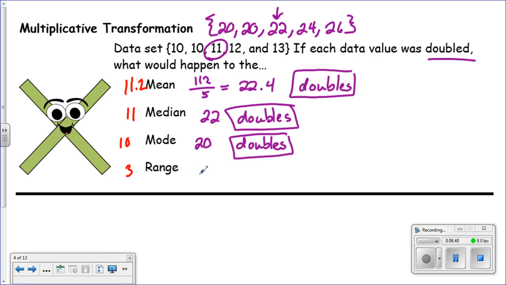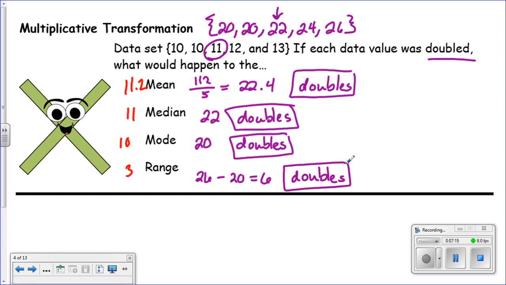And the range goes from 13 minus 10, to now 26 minus 20. Aha, this one is different. This one comes out to be 6. This also doubles. So unlike adding or subtracting, which keeps the range the same, if you multiply, the same is going to happen with the range. It's also going to be multiplied.